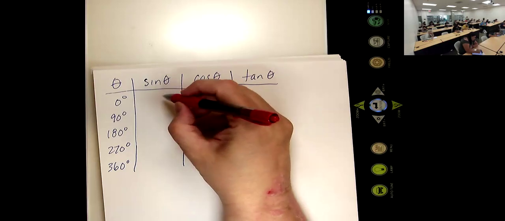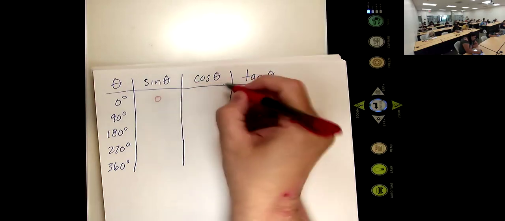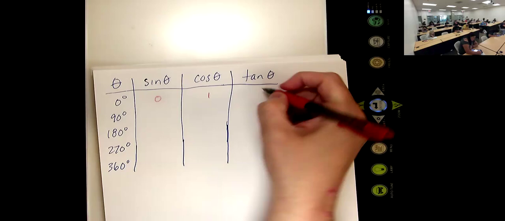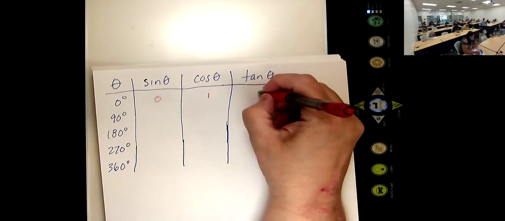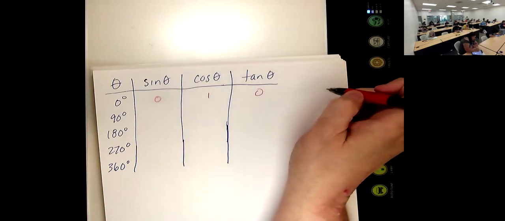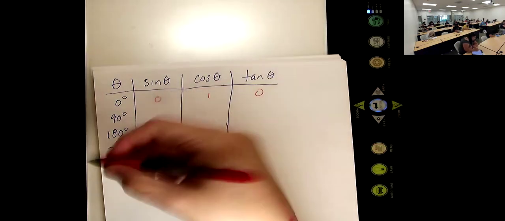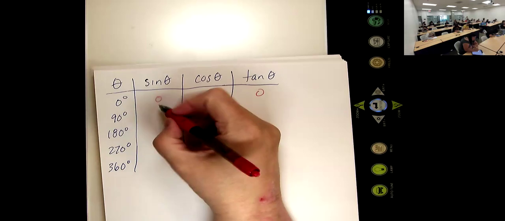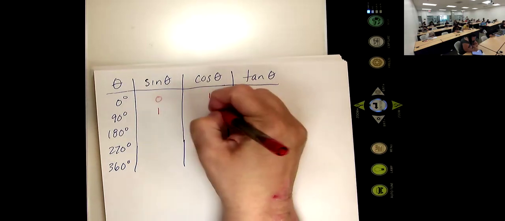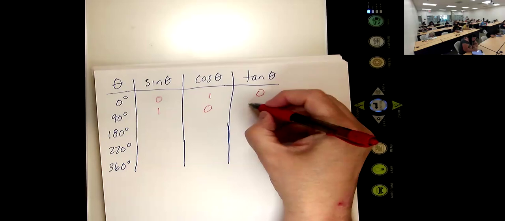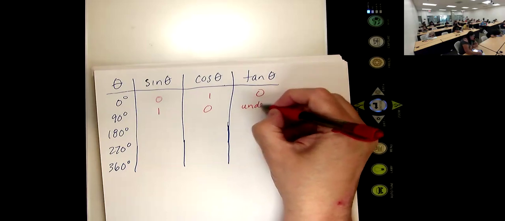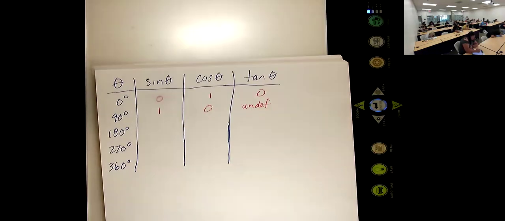So at 0 degrees, sine is 0 and cosine is 1. And tangent is 0. If we do sine of 90 degrees, this is straight up. It turns out sine is 1 and cosine is 0. And we get tangent is undefined. This follows a nice pattern, you're gonna see. It's a very simple pattern.